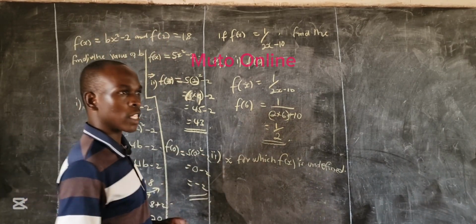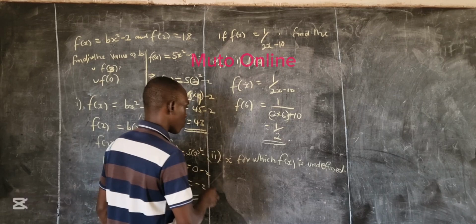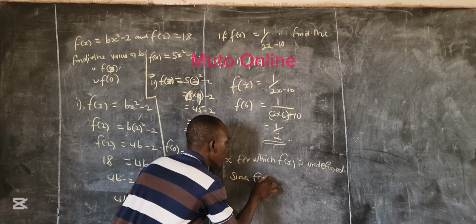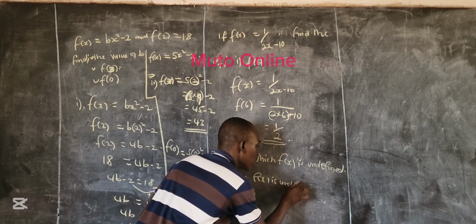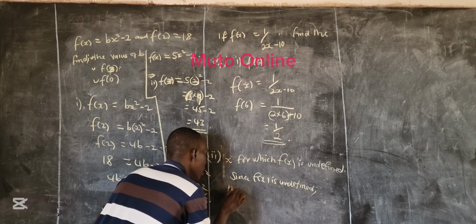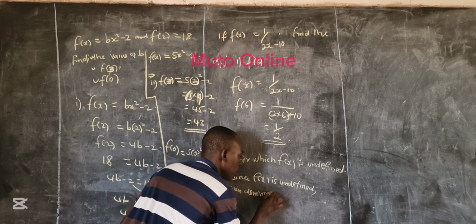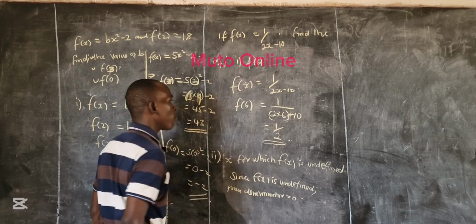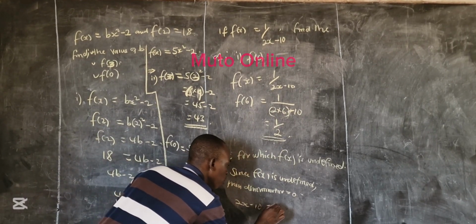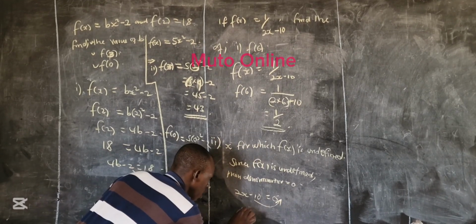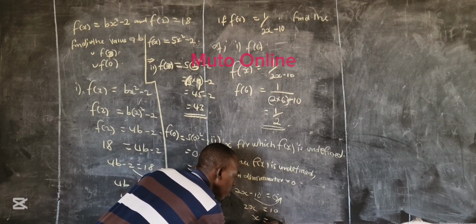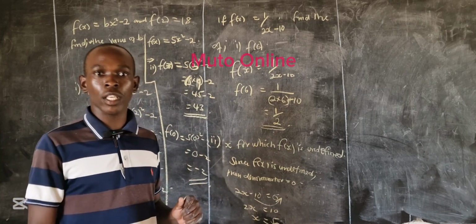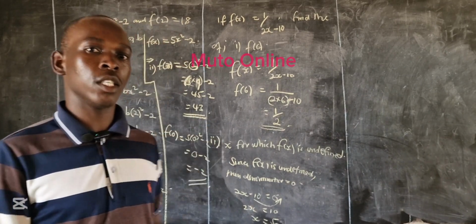So now, after knowing that the denominator is equal to 0, we shall say that since f of x is undefined, then the denominator equals 0. So we just get the denominator for this function f of x, and it is 2x minus 10, then we equate to 0. So this will have to move the other side, and we have 2x is equal to 10, and our x becomes 5. So the value of x becomes 5 if the function is meaningless. For a meaningless function, the denominator is always equal to 0.